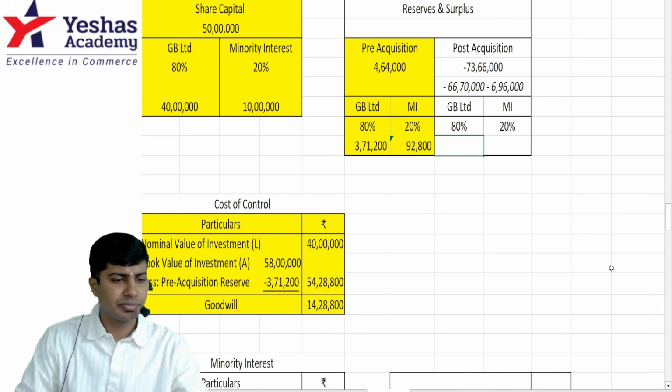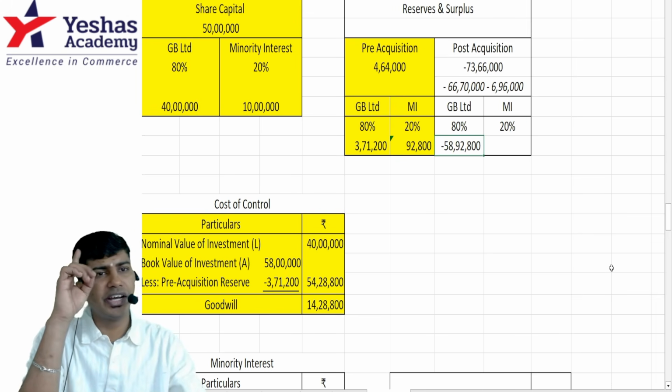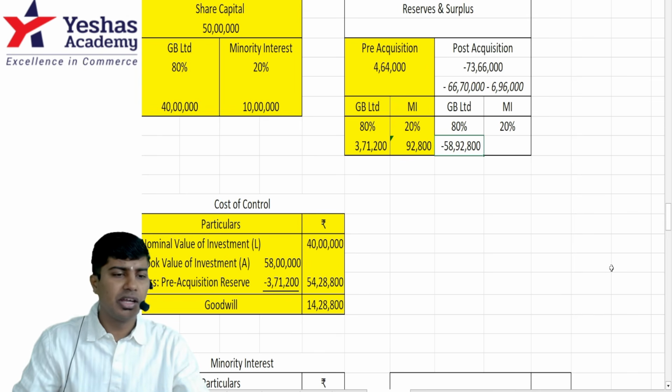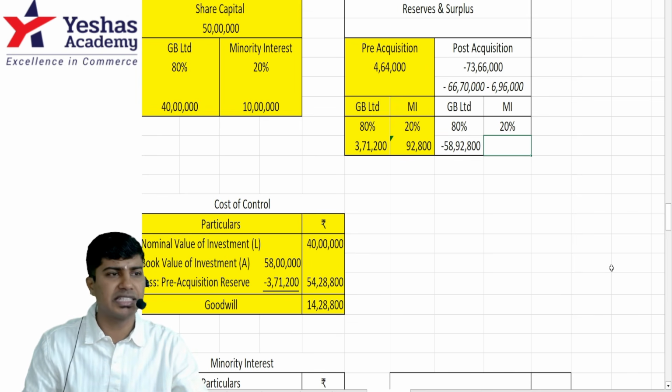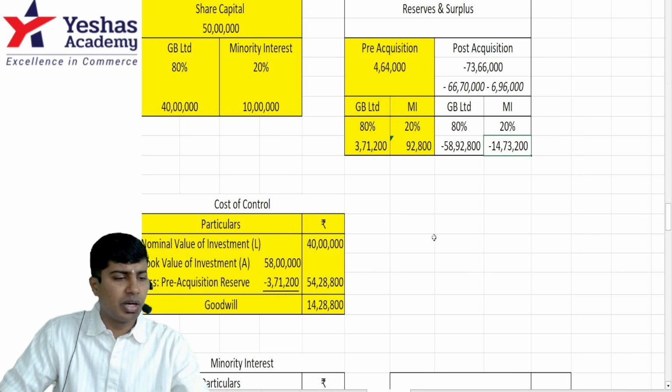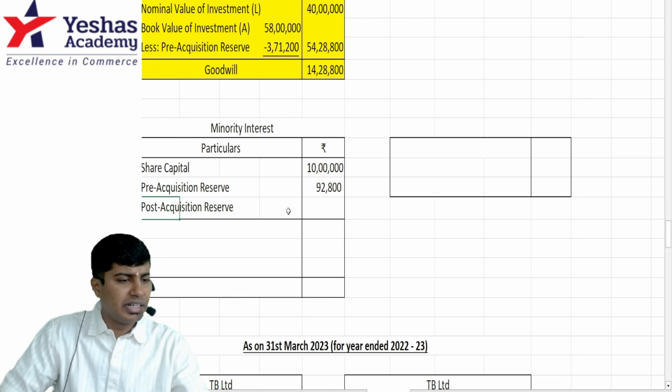80%. 58 lakh 92,800 will go to consolidated balance sheet. How about 20% of 73 lakh 66? 14 lakh 73,200. I will take it here. Deduct how much?